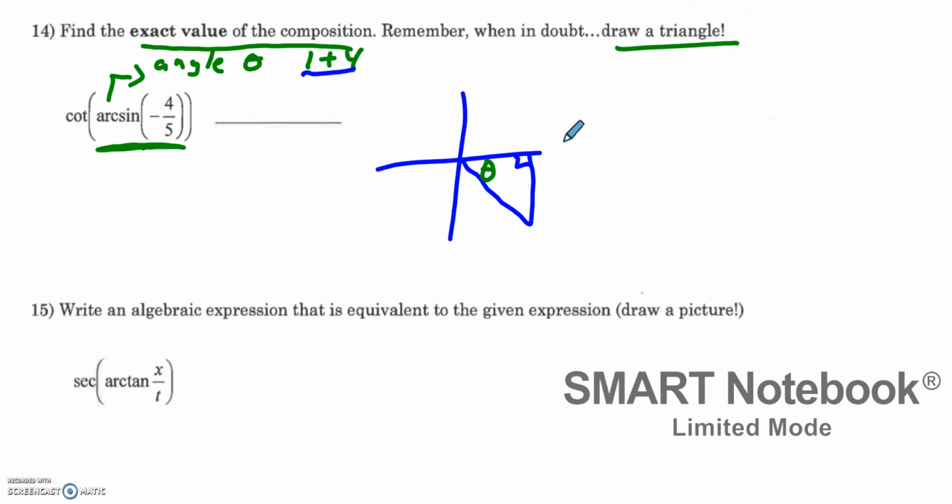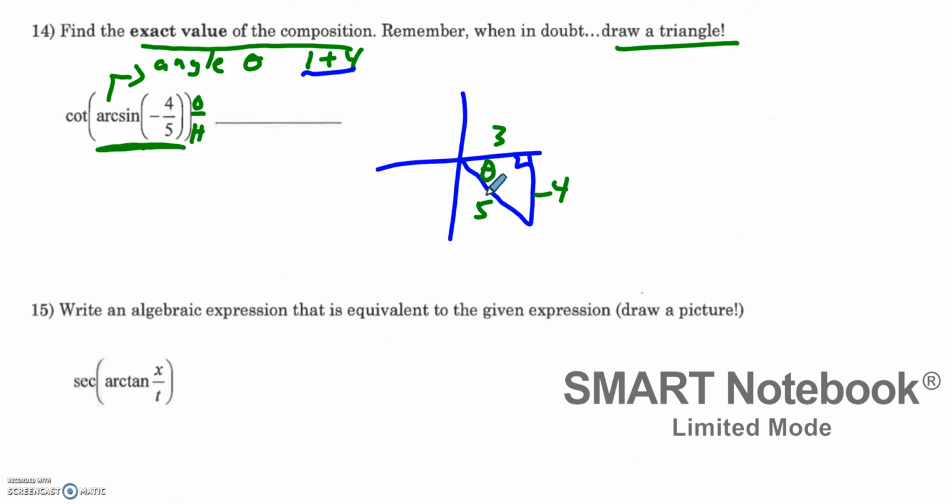We then know that sine is really opposite over hypotenuse, so we can label this triangle accordingly based on our knowledge here. The opposite side is 4, the hypotenuse is 5. Which one of these two has to be negative based on the quadrant? Well, the 4 does, because the y's are negative there. This is a Pythagorean triple. This would be a 3 here, and this is positive because the x's are positive in the 4th quadrant.